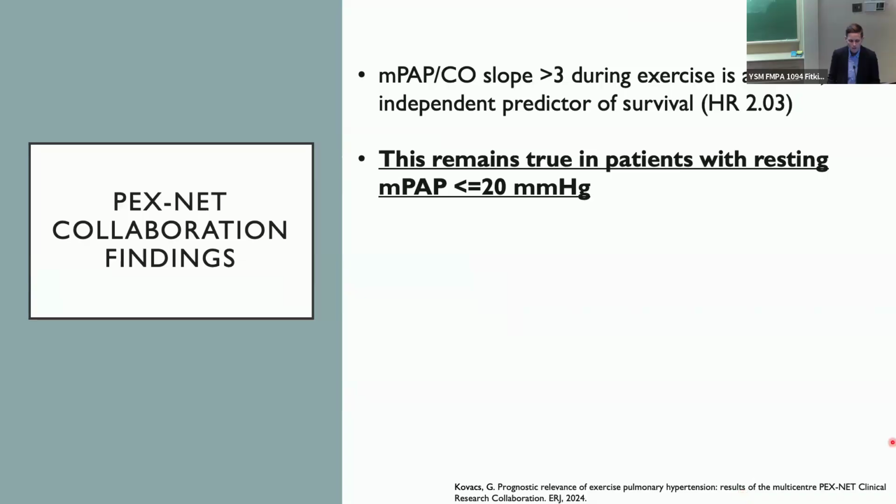The PECSNet collaboration, which combines 23 expert PH centers, confirmed the prognostic value of this slope in one of the largest populations to date. They found that an abnormal slope greater than 3 was a robust, independent predictor of survival with a hazard ratio around 2. And this held true even in patients who had a mean pulmonary artery pressure at rest less than 20 millimeters of mercury. Again, validating exercise PH as both a prognostic variable and a possible early disease marker.